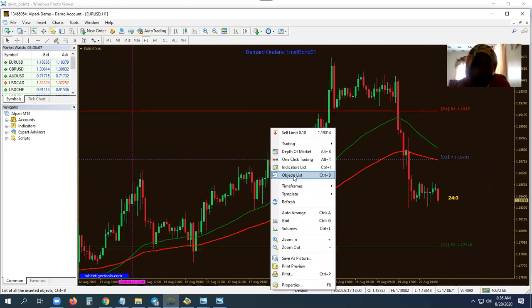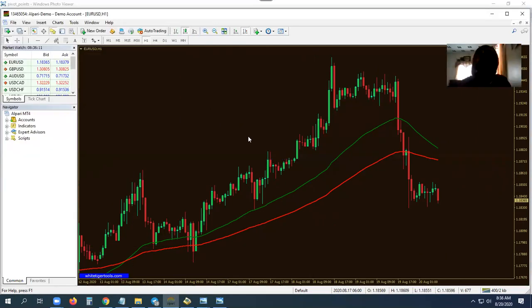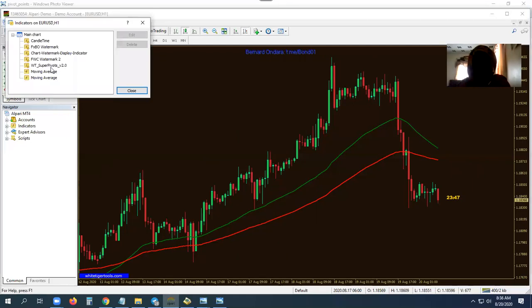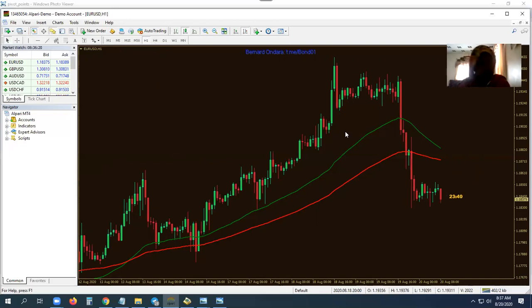Are we good to go? Yeah. Right, so now let me remove my pivot points and show you another indicator that can give you support and resistance. It's called Fibonacci levels, or Fibonacci.